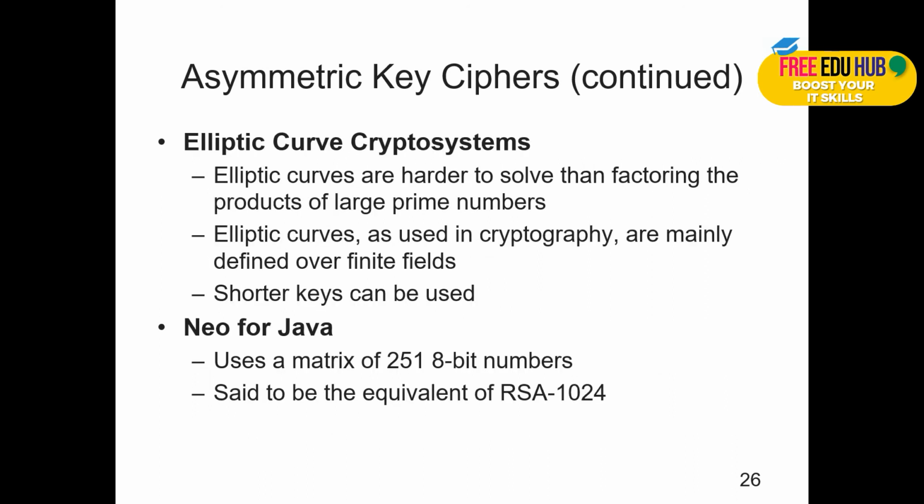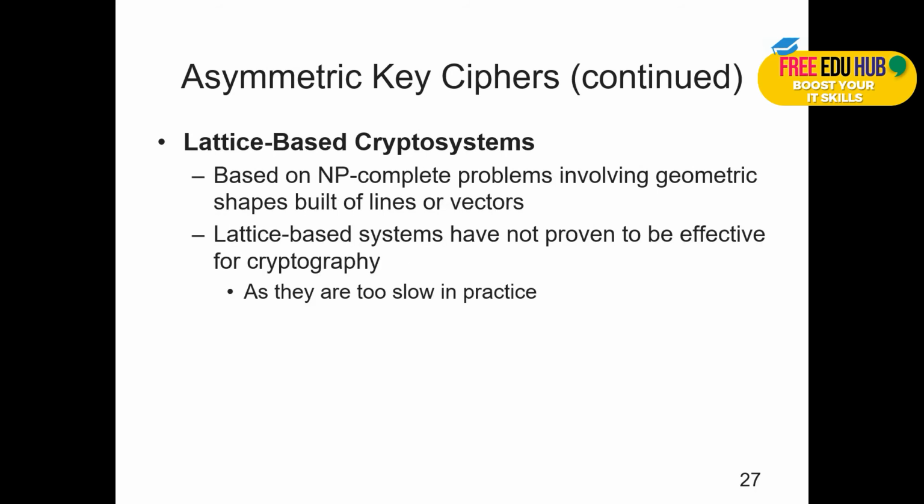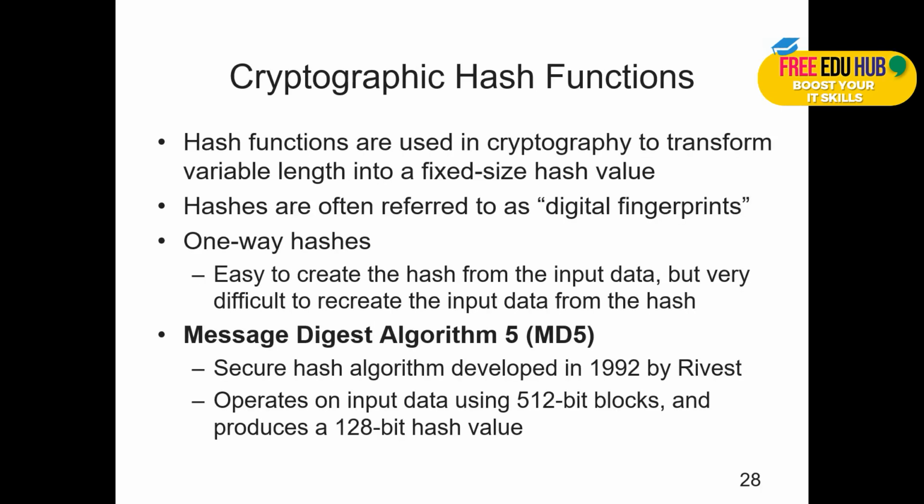Now, elliptic curve cryptosystems are harder to solve than factoring the products of larger primes. Curves used for cryptography are mainly defined over finite fields, and then NTRU for Java uses a matrix of 251 8-bit numbers, set to the equivalent of RSA 1024. Now the lattice-based cryptosystems are based on an NP-complete problem involving geometric shapes built of lines or vectors. Lattice-based systems have not proven to be effective for cryptography.